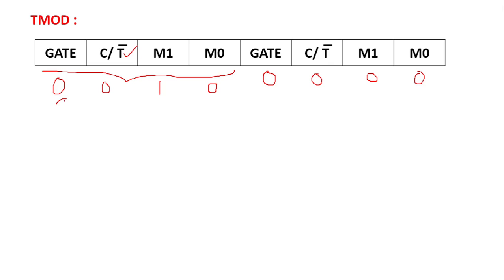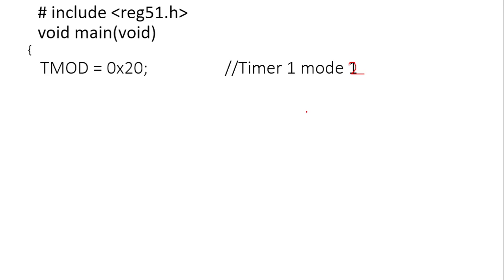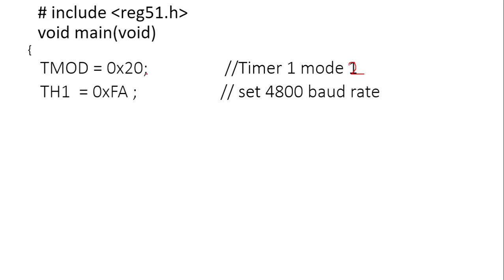Now make groups of 4 bits and replace each with a hexadecimal number. So 0010 is 2 in hexadecimal. Similarly 0000 is 0 in hexadecimal. In other words, when I load the TMOD register with 20h, timer 1 is configured in mode 2. That's why I have loaded TMOD with 20h. Now what is the next step?